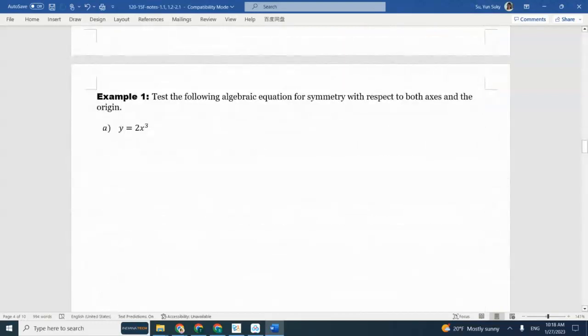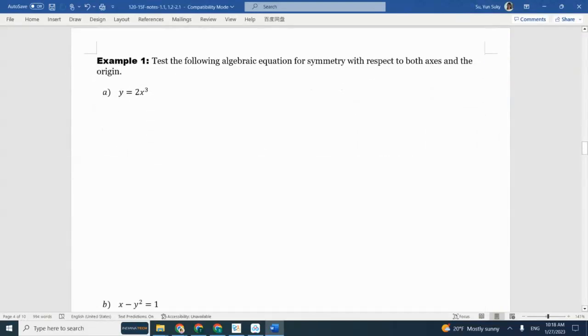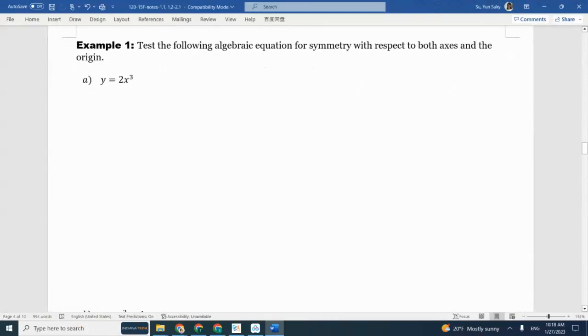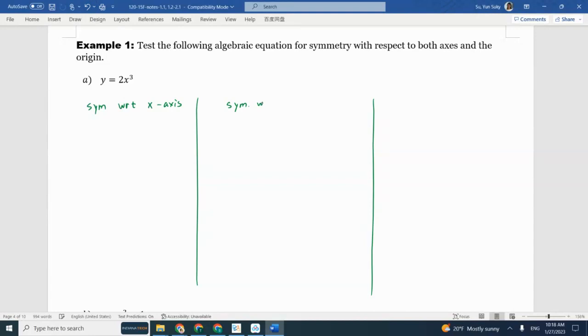All right. So let's look at the following example. So we want to check whether it's symmetric with respect to the x-axis or y-axis or the origin. Let's check for all three of them. Okay, so symmetric with respect to the x-axis. And then symmetric with respect to the y-axis. And then symmetric with respect to the origin. Okay, so we check all three of them.